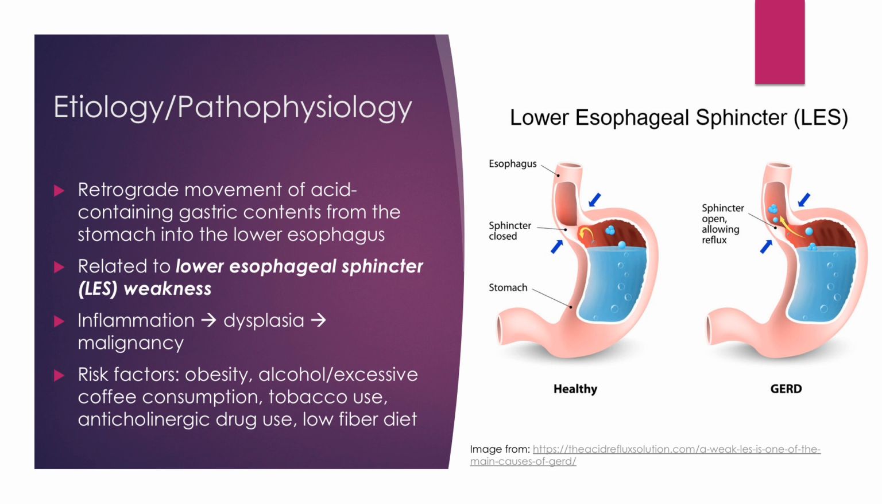GERD is defined as excessive retrograde movement of acid-containing gastric contents from the stomach into the lower esophagus. The primary contributing factor to the development of GERD is lower esophageal sphincter weakness, resulting in inability to maintain a barrier between the stomach contents and the esophagus. This can lead to inflammation and eventually dysplasia and malignancy if not managed properly. Risk factors for development of GERD include obesity, alcohol or excessive coffee consumption, tobacco use, anticholinergic drug use, and low fiber diet.